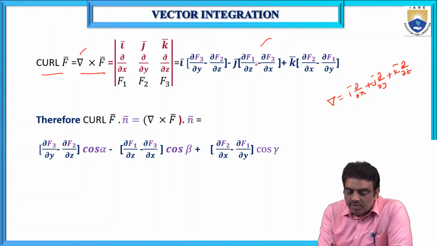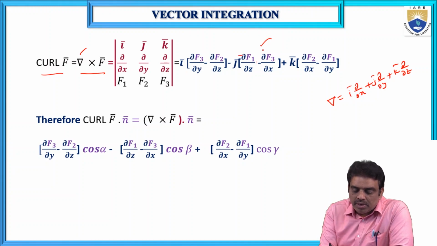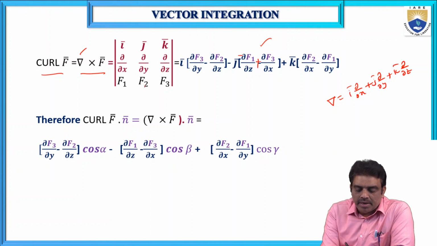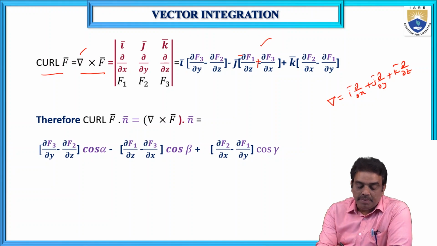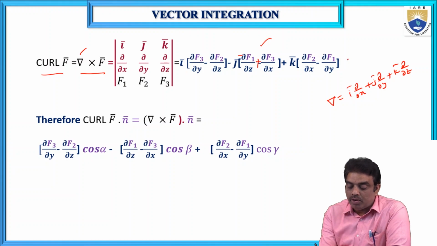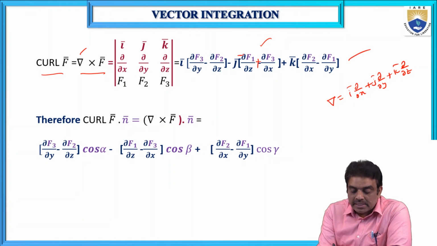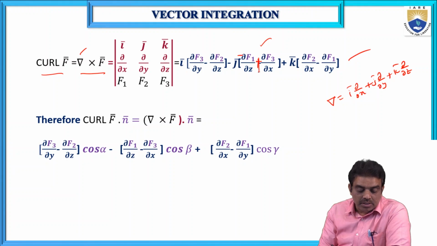So here ∂f3/∂y, or you can put ∂f3/∂x minus ∂f1/∂z with j bar. The last element is k bar times (∂f2/∂x minus ∂f1/∂y). This is okay. So here minus and plus alternately will get changed. Therefore curl f bar dot n bar.